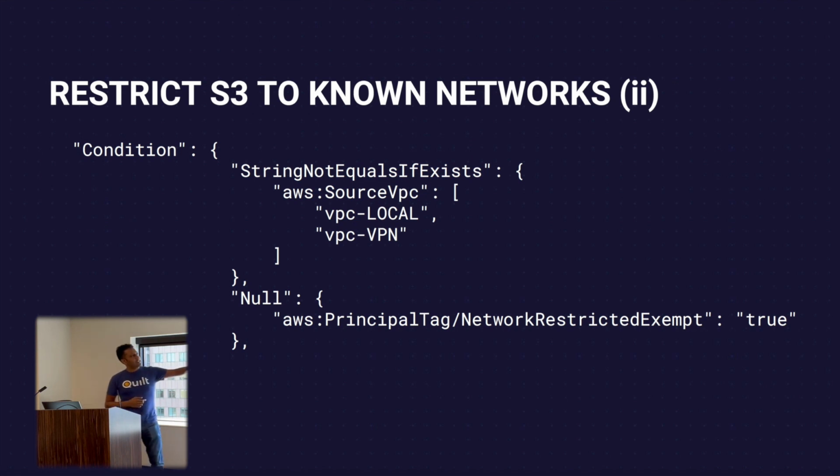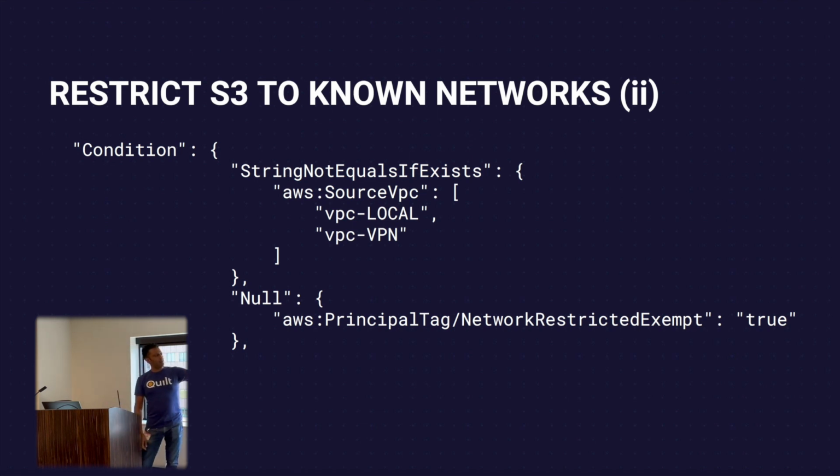So the first thing is that if the source VPC is not either from your local, it is not from the VPN or the VPC, you then are going to deny access to the S3 bucket. So this is actually putting this hard perimeter around the S3 bucket. And now somebody with S3 credentials is not going to be able to perform get object or any of the other items on the bucket.